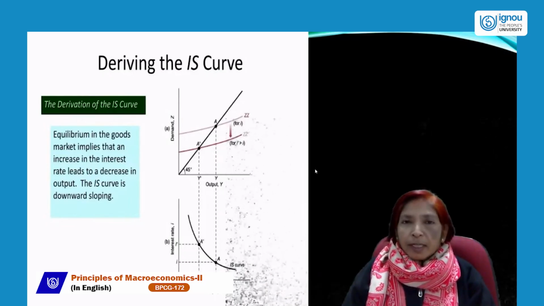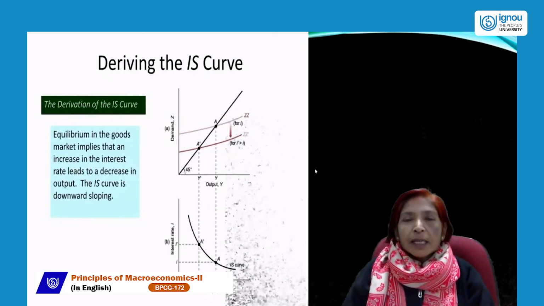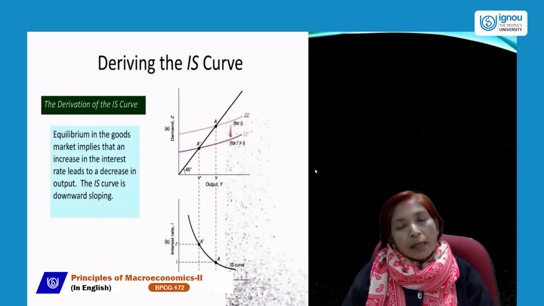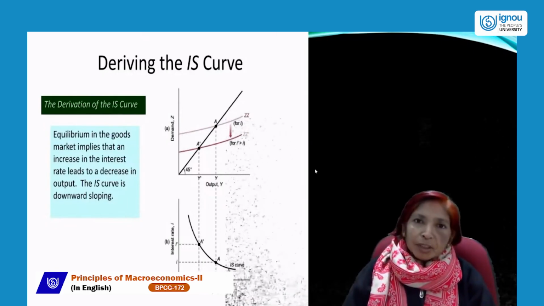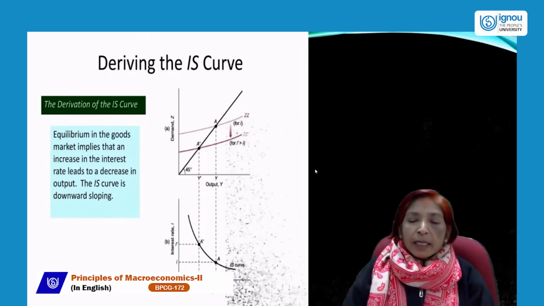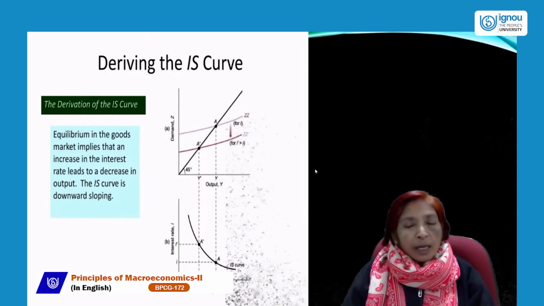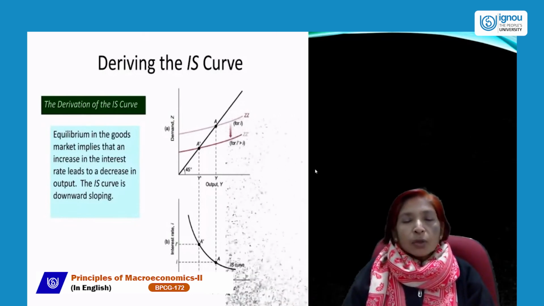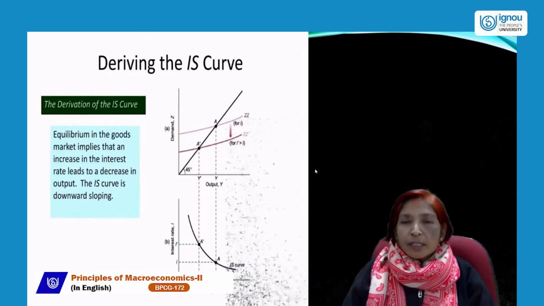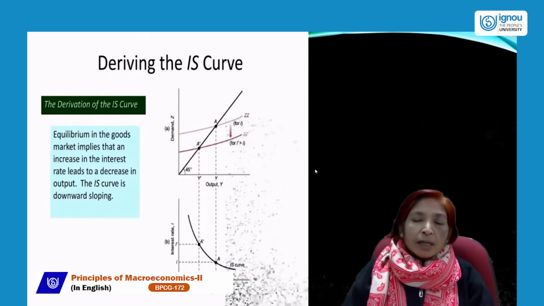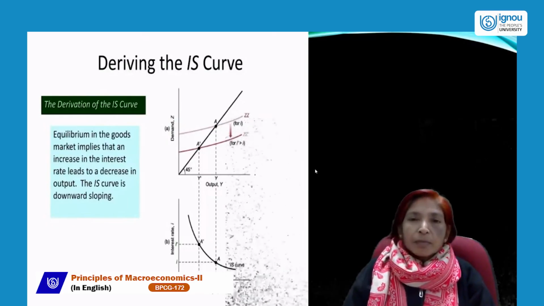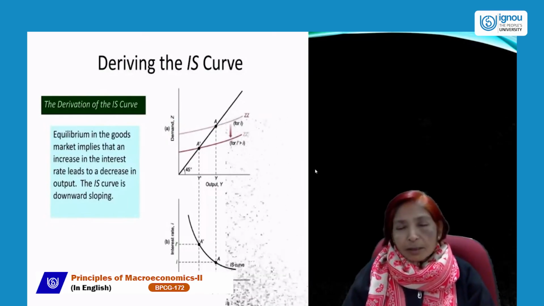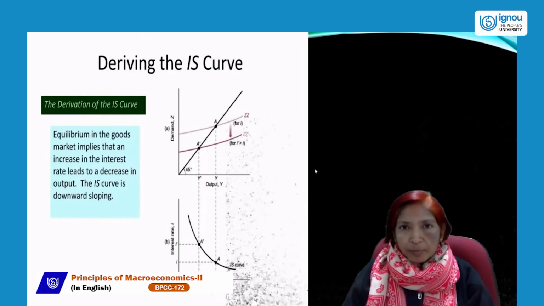And the components of aggregate supply are C and S. C is consumption and S is saving. Now next is aggregate demand. Aggregate demand is the total demand for goods and services which is demanded by the whole community. Aggregate demand is the summation of consumption and investment.